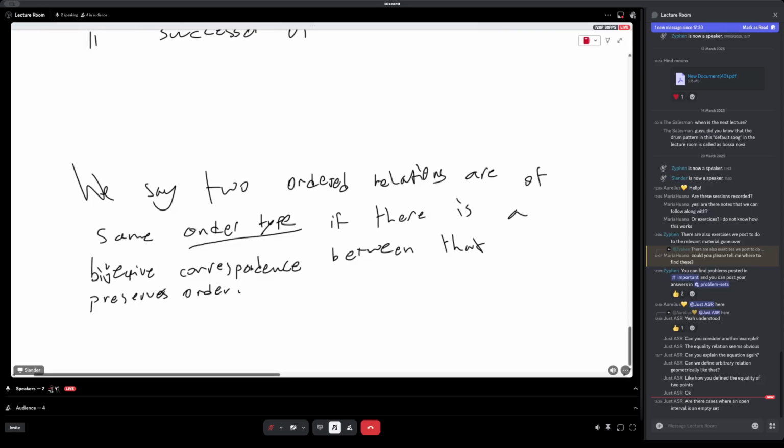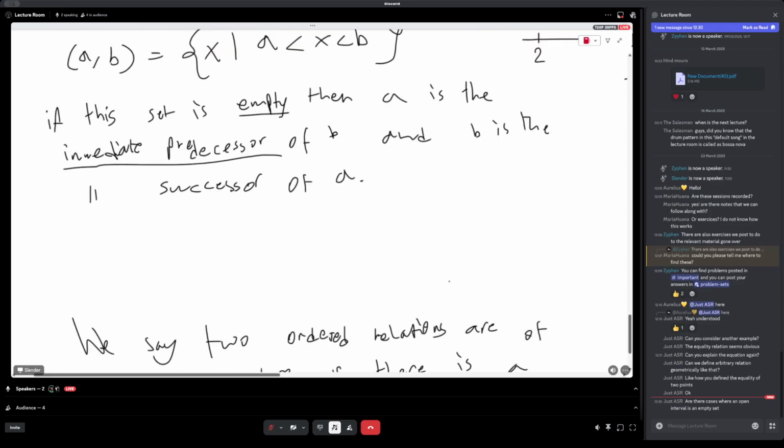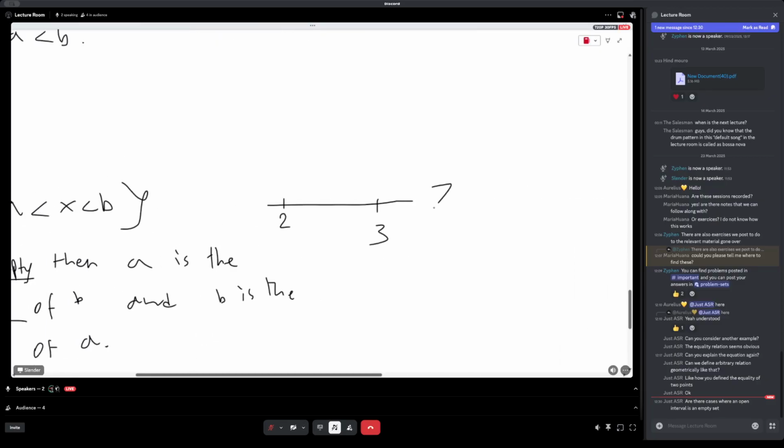So basically, are there cases where an open interval is the empty set? Yeah, the open interval is an empty set in the case of natural numbers or the positive integers or any integers, because there are no numbers in between. Let me show an example here. Let's say this is from the set of integers. Now we want the open interval (2, 3). Is there any number between 2 and 3 for the integers? There isn't. So this is empty.